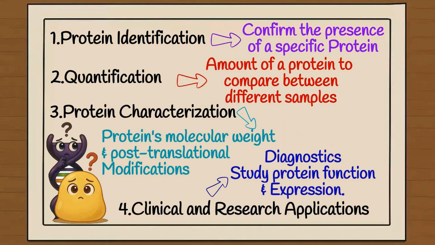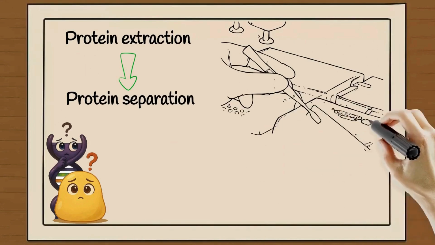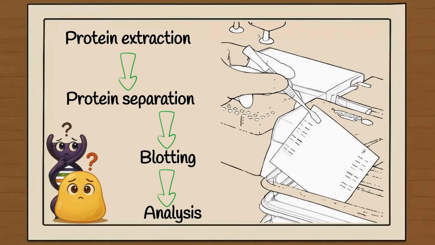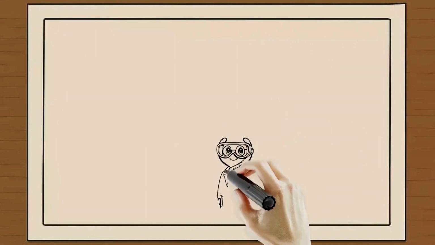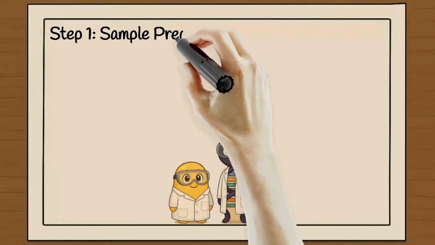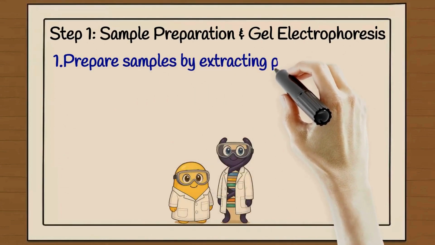The entire workflow typically starts with protein extraction and separation using SDS-PAGE, then the blotting itself, and finally, data analysis. Okay, let's get our lab coats on and walk through the core protocol from start to finish. Step 1. Sample preparation and gel electrophoresis.